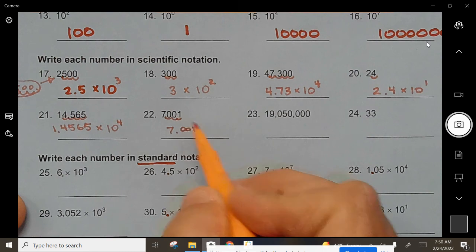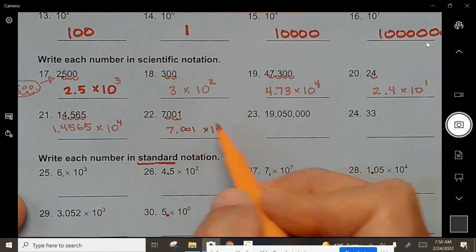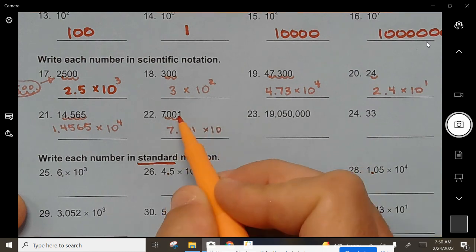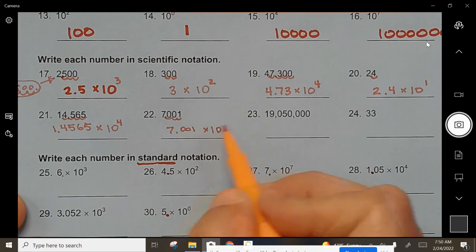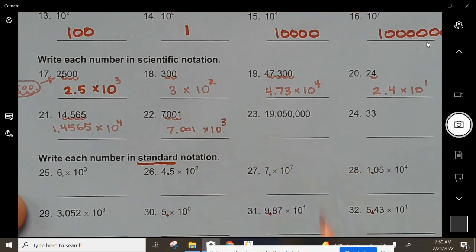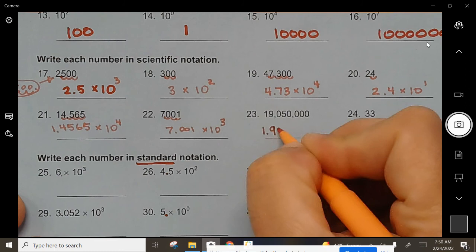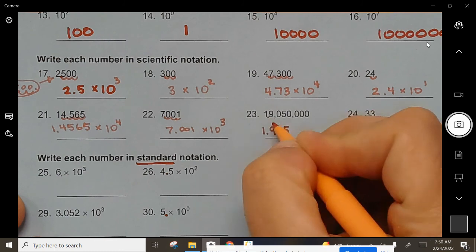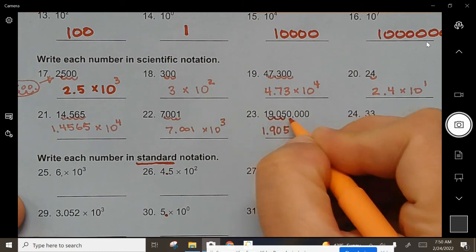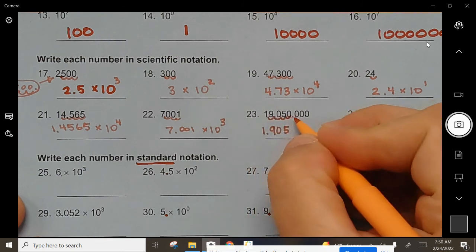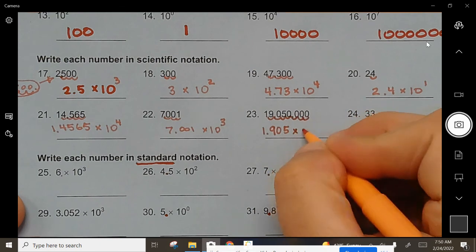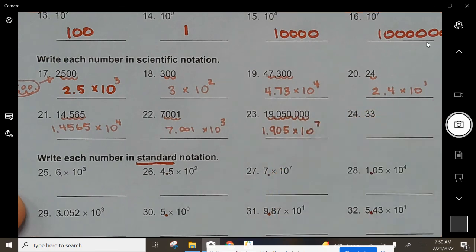This one's kind of weird. It wants you to include all non-zero numbers, but you're like, those are zeros. But since there's a number at the end, you have to include it all. Don't worry too much about that one. We're not going to see that again. All right, what about this one? 1.905. We'll start right here. 1, 2, 3. Okay. 4, 5, 6, 7. Times 10 to the 7.